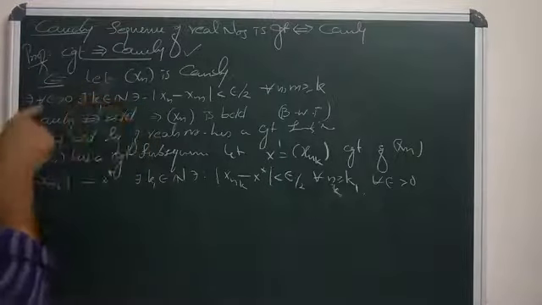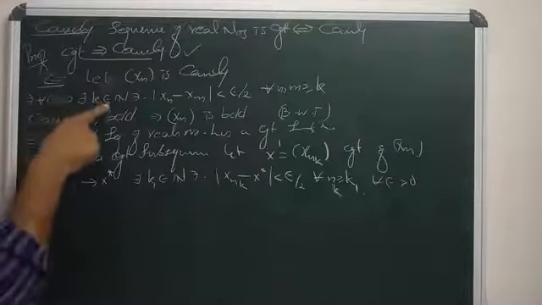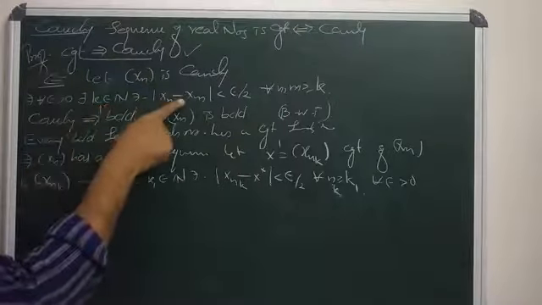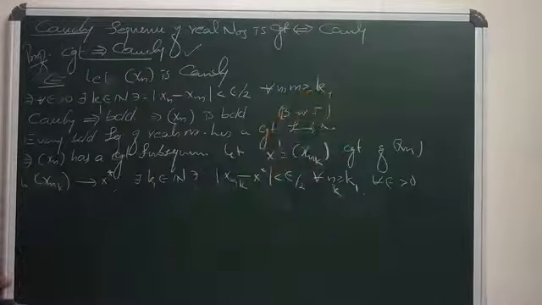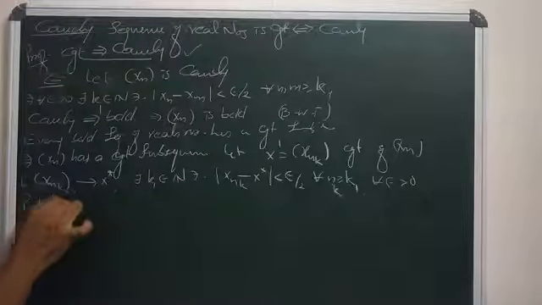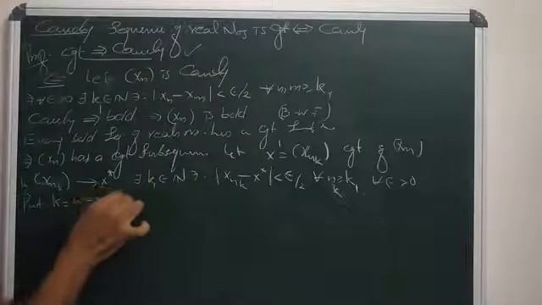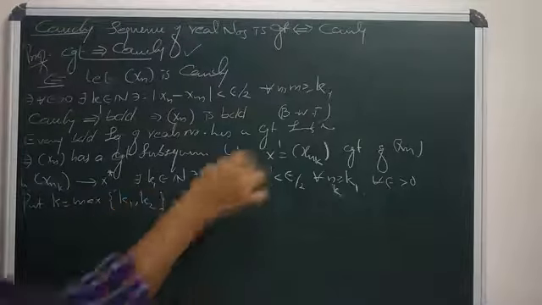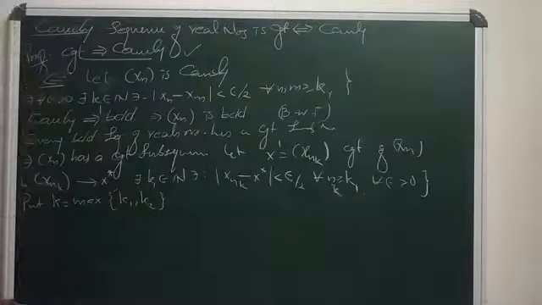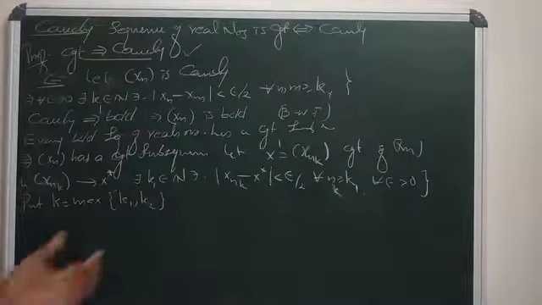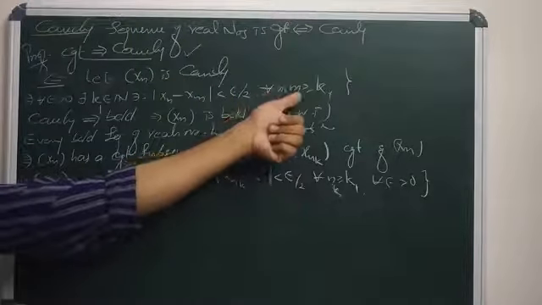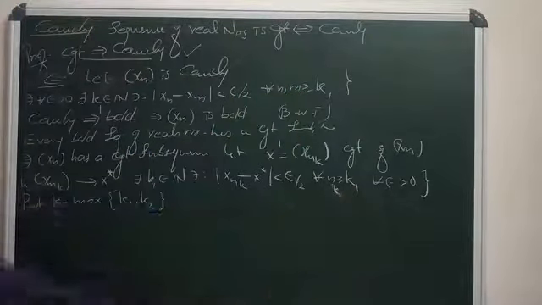Xn is Cauchy means for every epsilon positive, there exists k1 such that modulus of xn minus xm is less than epsilon by 2 for all n, m greater than or equal to k1. Put k equals the maximum of k1 and k2. So these two conditions hold for n and m greater than or equal to k, and this is true for all n greater than or equal to k.